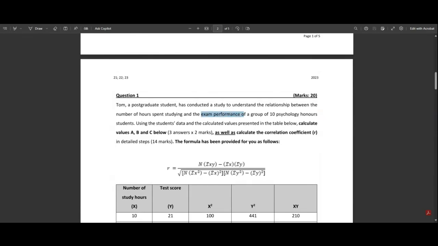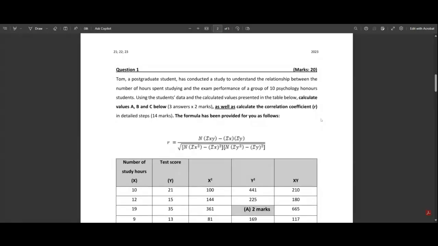Yes, so the score or the exam performance is the dependent variable. It's the thing that you are measuring. Then the hours spent studying is the independent variable. That's the thing that changes. Okay, correct, excellent. And then we have N is 10. So you've got a group of 10 psychology students.